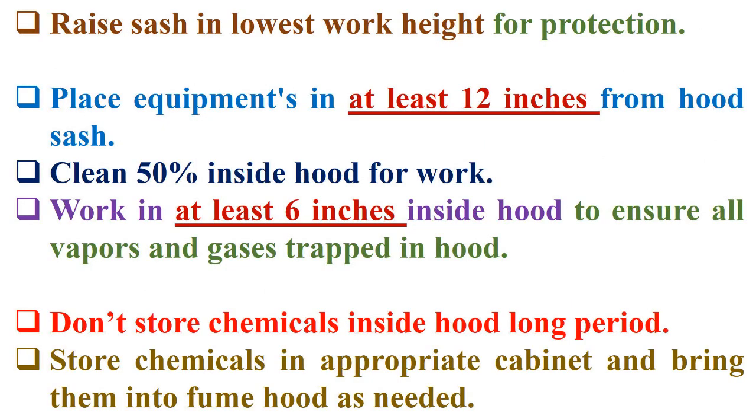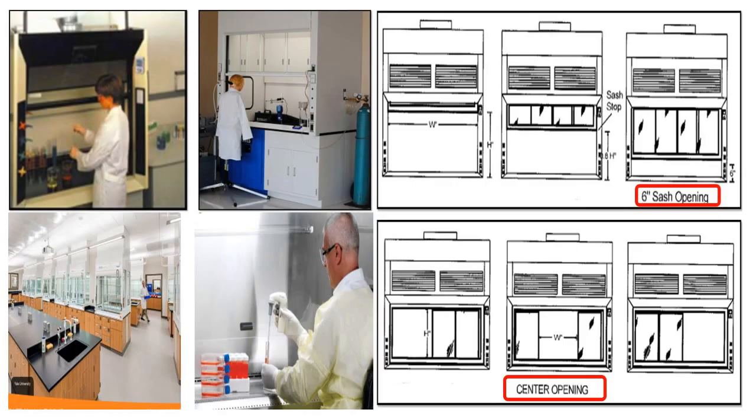So, when working with a chemical fume hood, raise the sash to the lowest working height for protection, then place equipment at least 12 inches from the hood sash. After that, clean 50% of the inside of the hood for work, and work at least 6 inches inside the hood, to ensure all vapors and gases are trapped in the hood, but don't store chemicals inside the hood for a long period. Just store chemicals in an appropriate cabinet, and bring them into the fume hood as needed, as mentioned in the next slide.